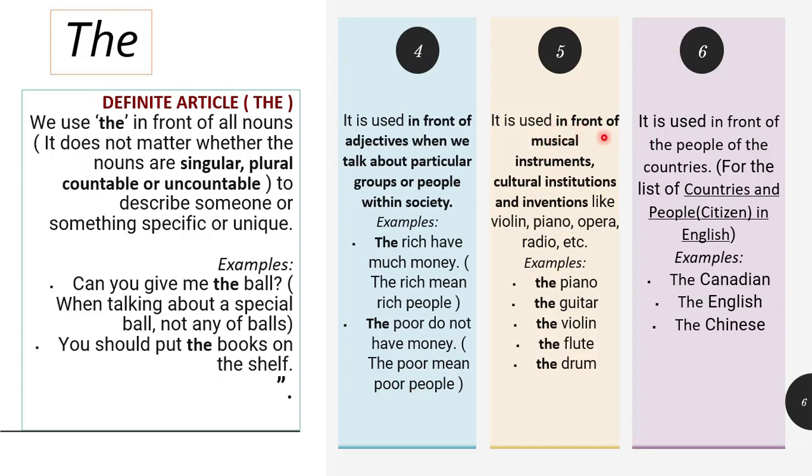Number 5, it is used in front of musical instruments, cultural institutions, and inventions, like the violin, the piano, the opera, the radio, the guitar, the flute, the drum. It is all used with the. Number 6, it is used in front of the people of countries, like the Canadian, the English, the Chinese. So we make that the name for the people of the countries.